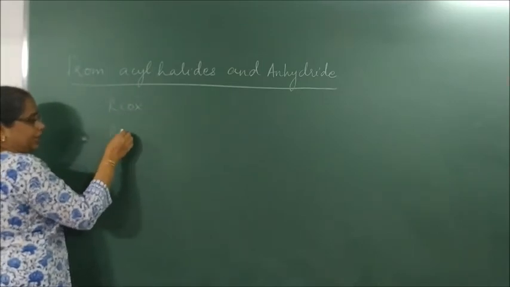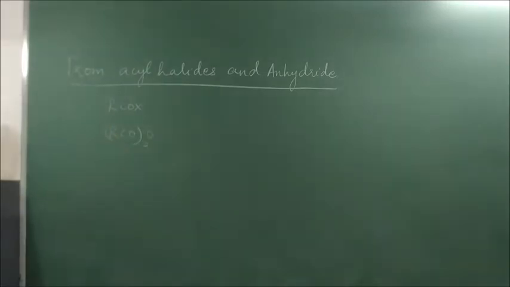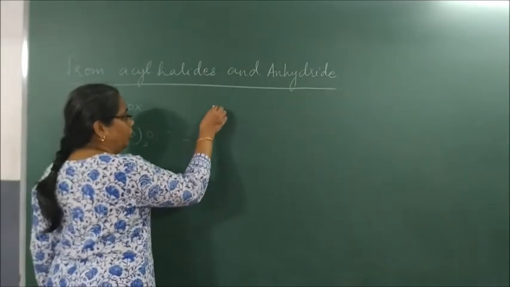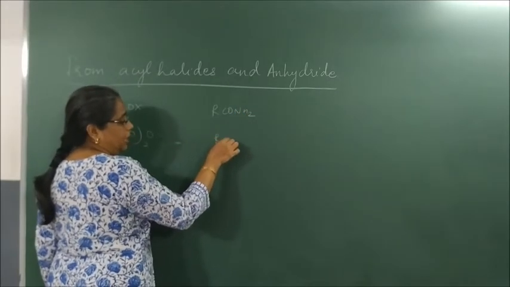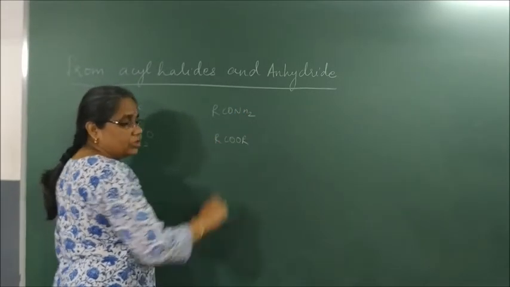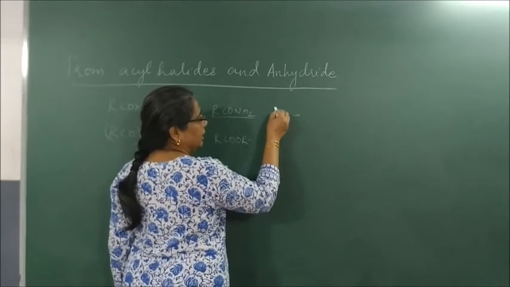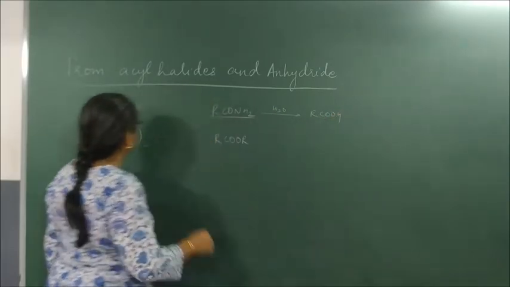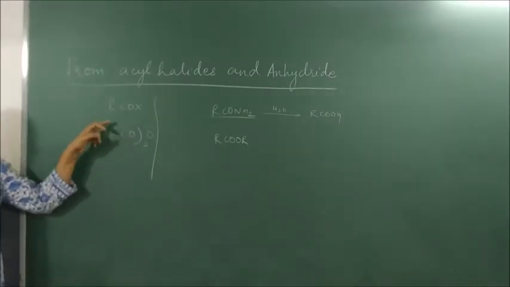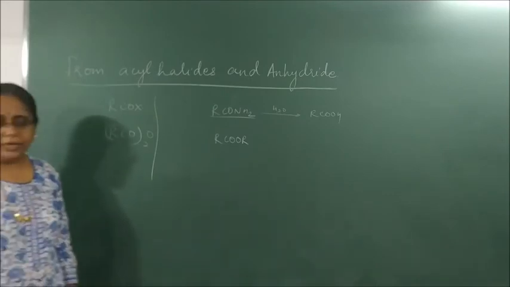What is anhydride? RCO twice O. These are both what derivatives? Acid derivatives. What are the two derivatives which we know more? They are RCONH2, which is called amide, and RCOR, which is called what? Ester. So we know when I take an amide, I need to hydrolyze it to get what? Acid. Now I need to know how do I treat these two to get their parent carboxylic acid.